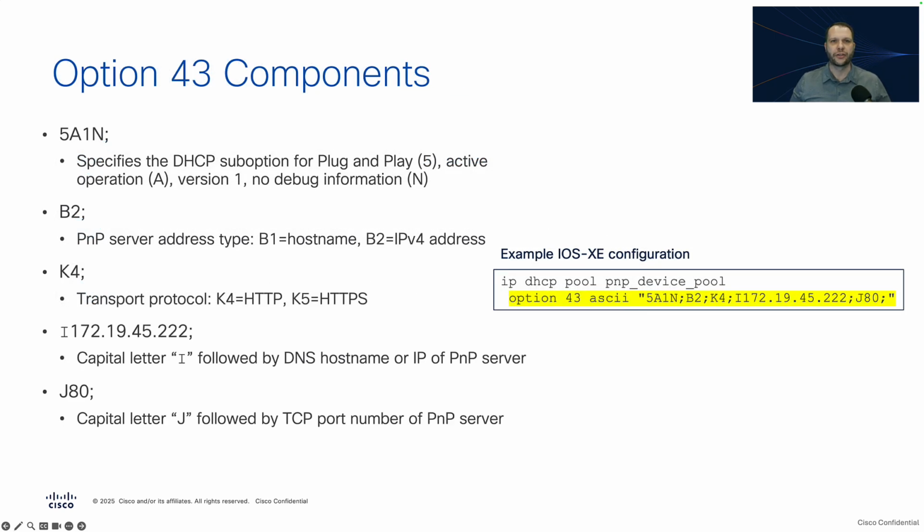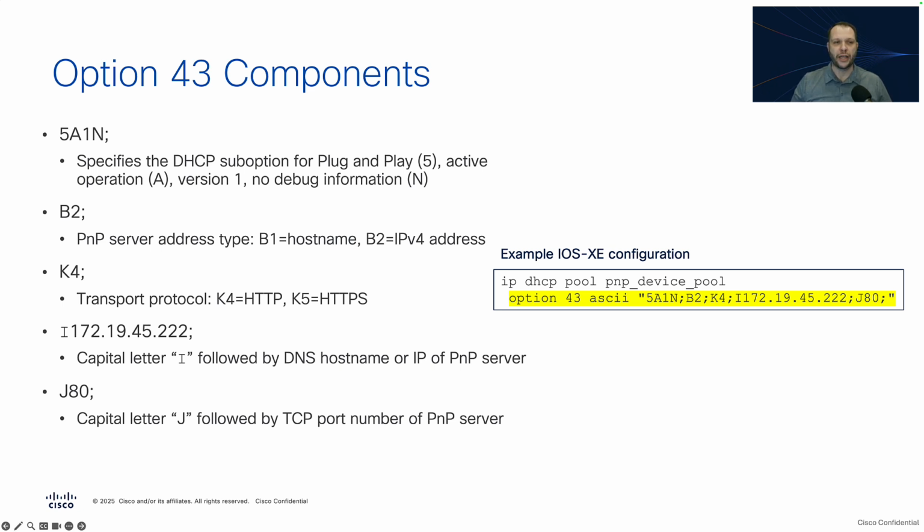So let's break down the different components of the option 43 string. In the first segment, we have 5A1N followed by a semicolon. Now this specifies 4 different sub-options or configuration items that give the device specific information about what type of option 43 string this is. The first is the sub-option that specifies plug and play, and that is the number 5.